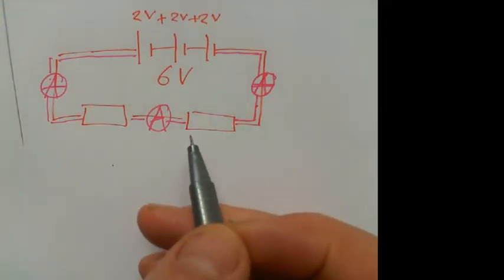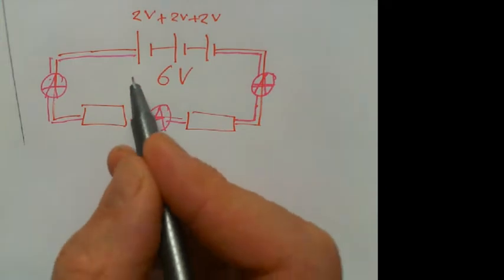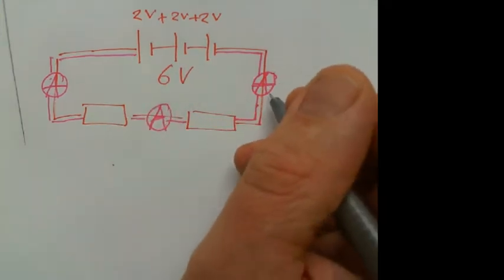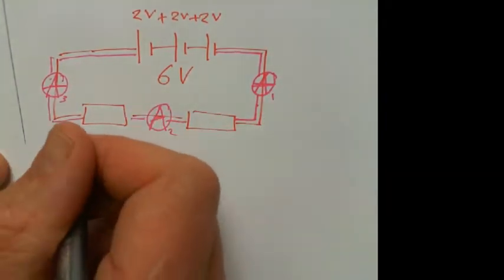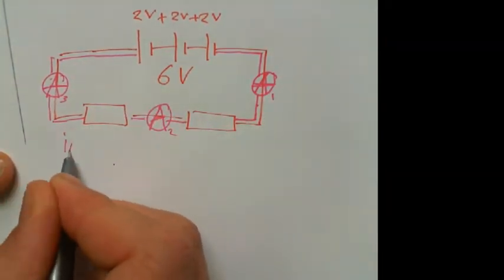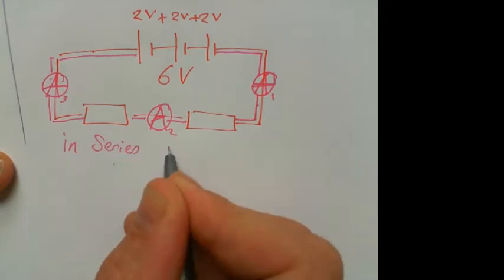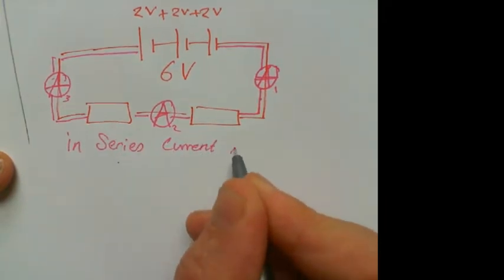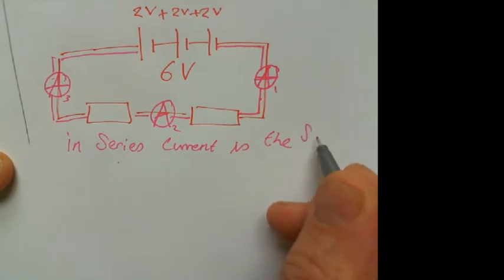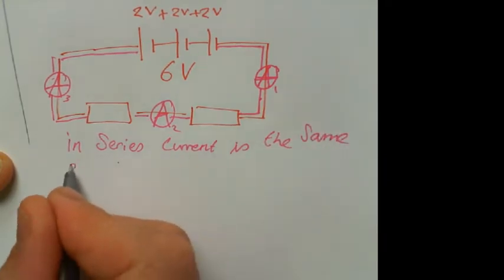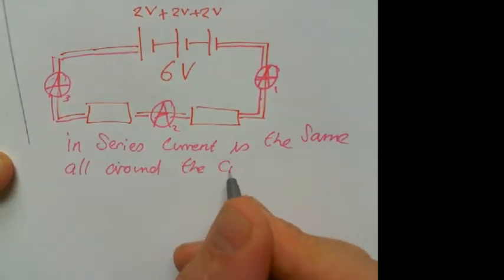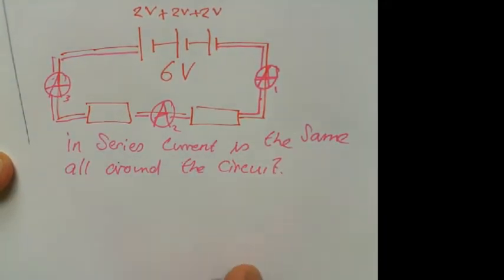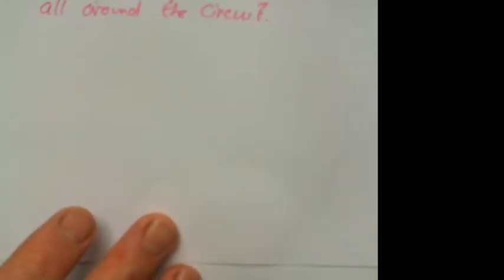So that means you can only go around all at the same speed, which means that the current for this one is going to be the same as the current for this one. It's going to be the same as the current for that one. So in series, current stays the same all the way around the circuit. That's the first thing. Second thing.